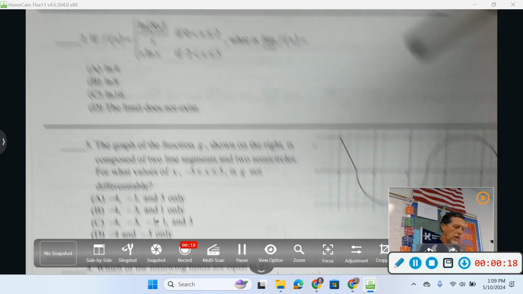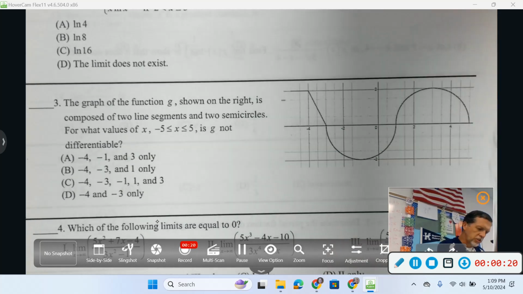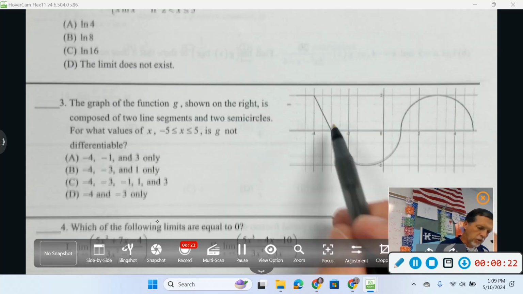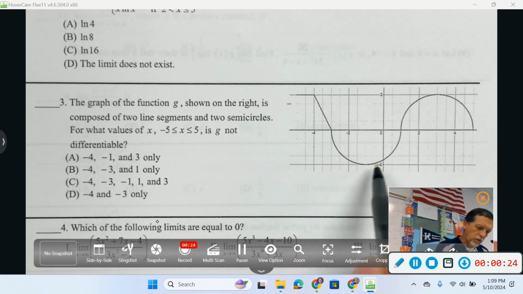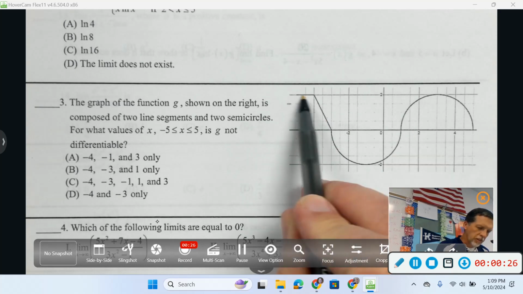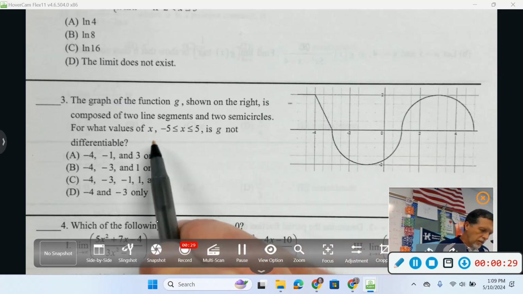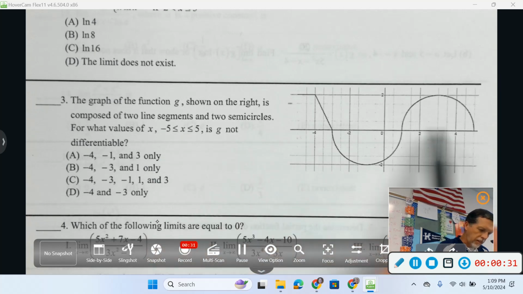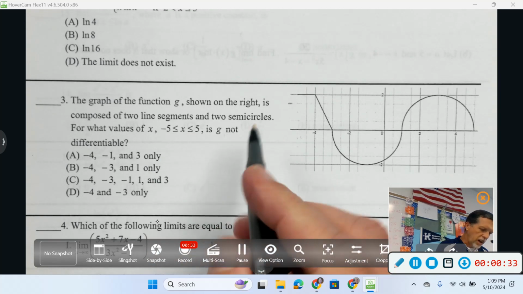Number 3. The graph of the function g is shown on the right, composed of 2 line segments and 2 semicircles. Oh, there's the other line segment. For what values of x, negative 5 to 5, is g not differentiable?